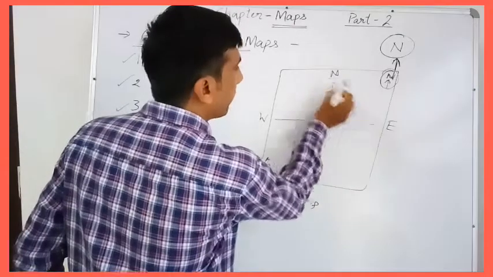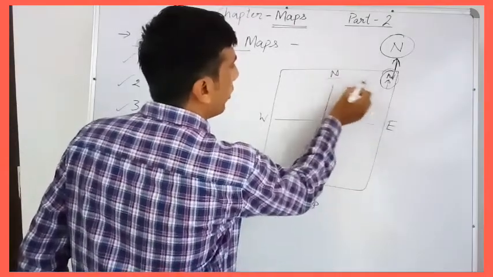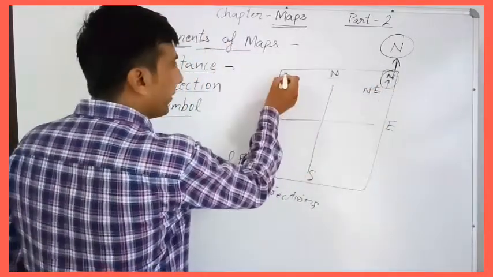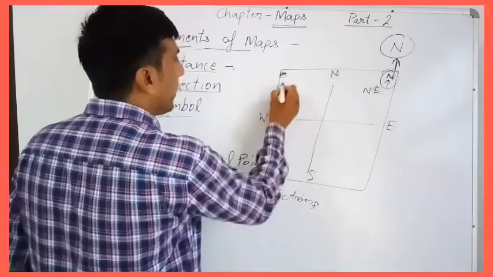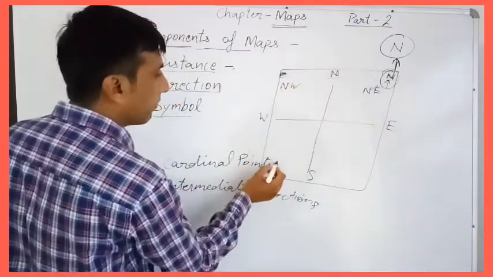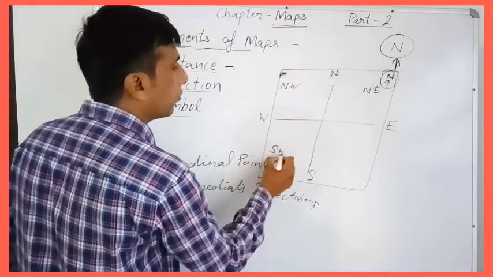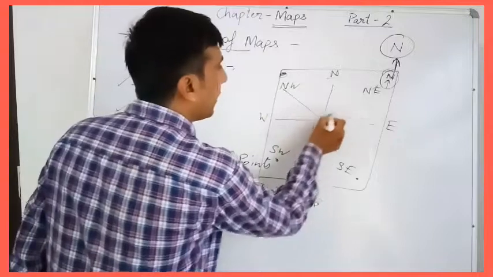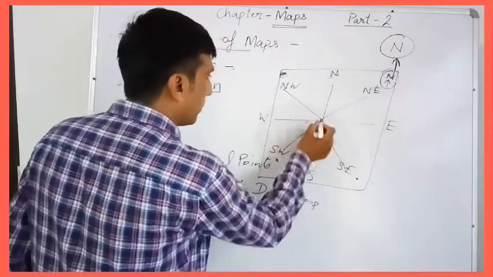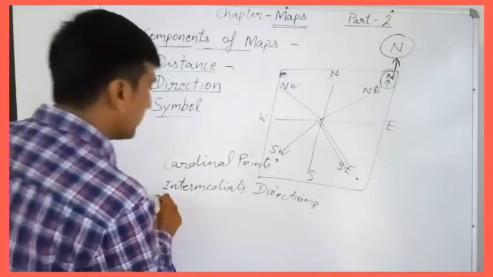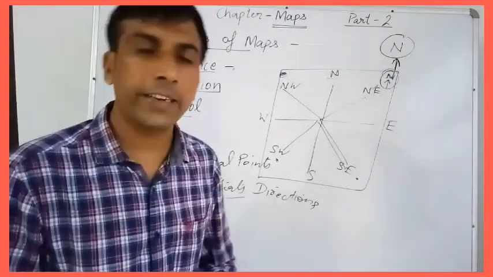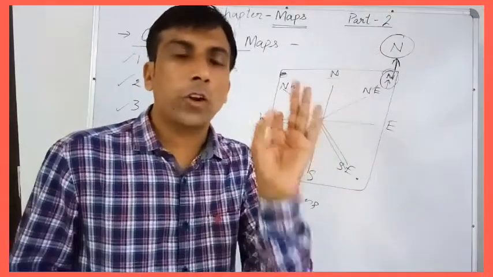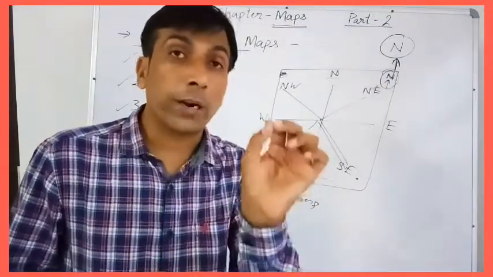For example, the place between north and east is northeast. Getting my point? The place situated here, between north and west, is northwest. The place situated here is southwest. The place here is southeast. In this way, these are the other directions known as intermediate directions. So in this way you can easily know the directions of a particular place.